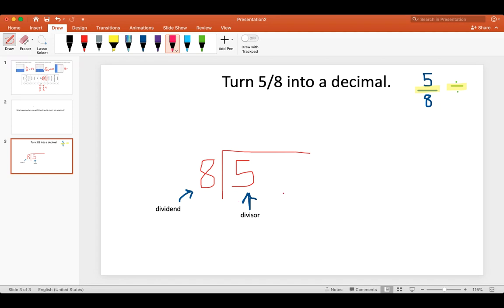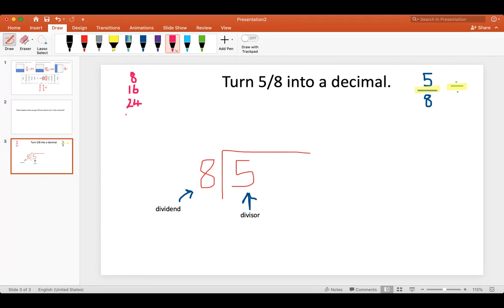So I'm now going to ask myself, how many groups of 8 can I make out of 5? Well, I always like to put the multiples of the dividend on the side because then if you don't know your times tables very quickly, at least you can refer to them on the side. So let's look at the multiples of 8.